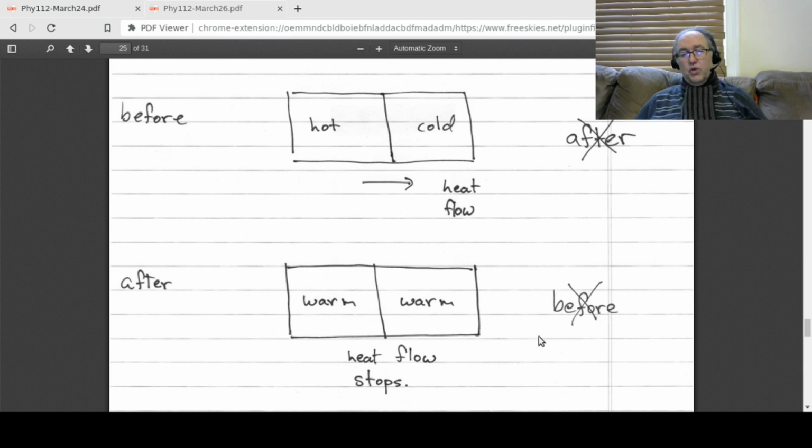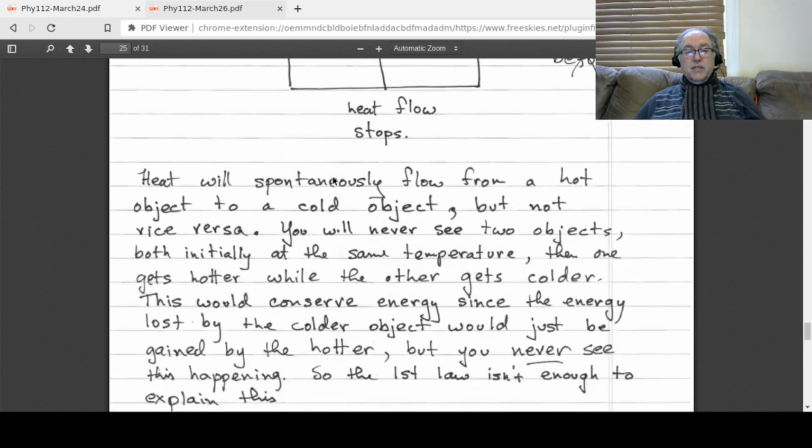You never get into the situation where your initial condition is both materials at the same temperature, and your final condition is where one material is hotter and the other one's colder. That doesn't happen. If it did happen, would it have conserved energy? Yeah, sure. Because the material that becomes colder, say it loses 100 joules of energy, well, that 100 joules that left the colder material goes into the hotter material, and it increases it by 100 joules. So one's losing 100 joules, the other one's gaining 100 joules. No problem as far as conservation of energy, but it just never happens in reality. So there's something else going on here. It's more than just conservation of energy. So that's one of the two possibilities.